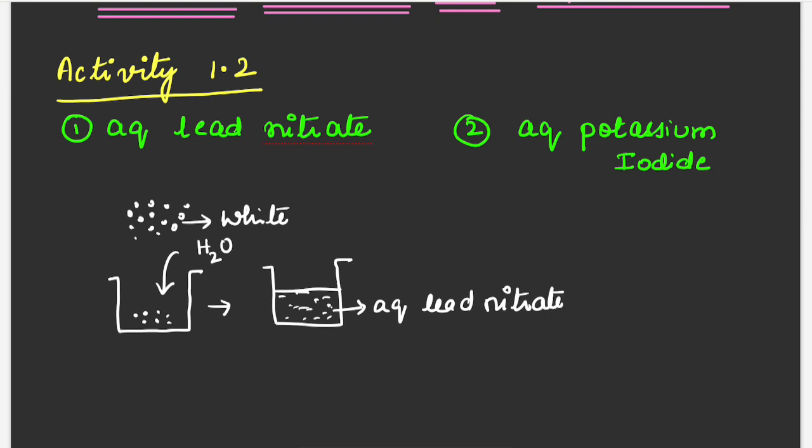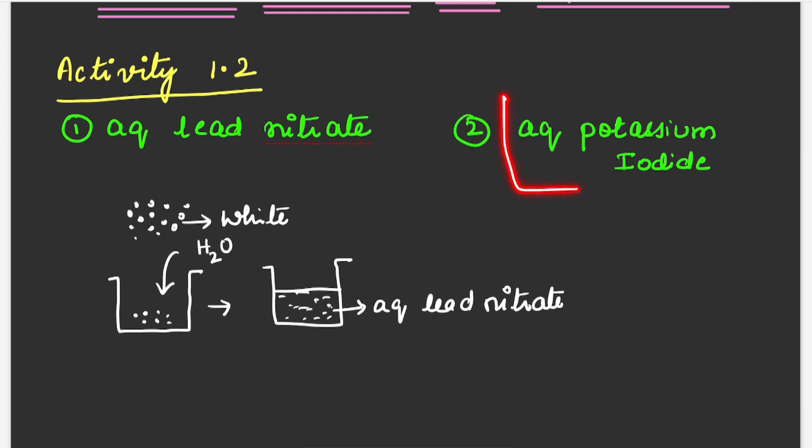Is that clear? Once again, lead nitrate is a white crystalline solid, like the table salt you would have seen at home. Take a beaker, take this crystalline salt in it, add water and dissolve it. After you dissolve it, you will get a colorless liquid like this. That colorless liquid is called aqueous lead nitrate. If I say only lead nitrate, it is salt. But we want aqueous lead nitrate, which is nothing but the liquid form.